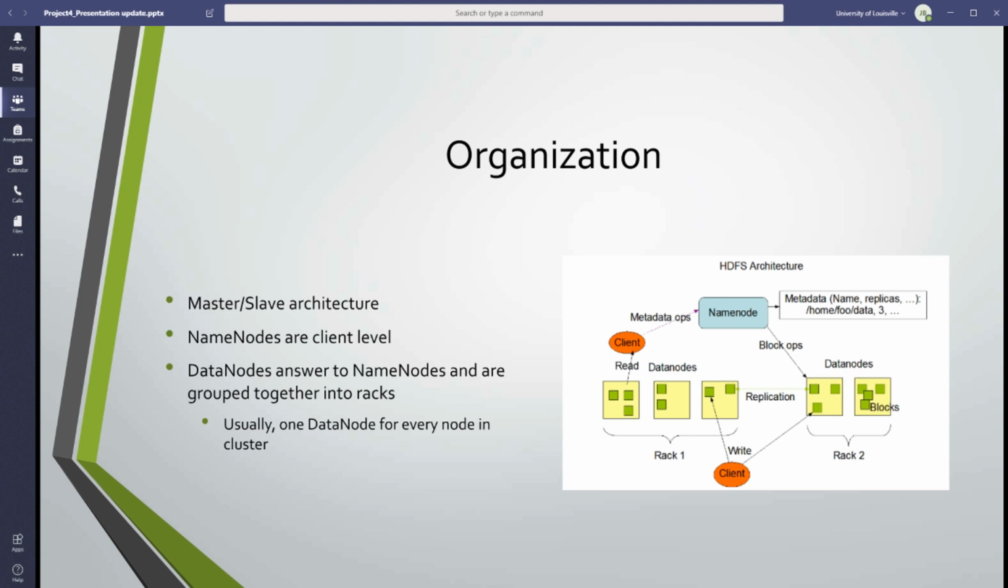And then in those racks, the name node will assign operations, so write operations to a rack. So each data node will carry out the same operation. And we'll talk about how that works more in replication.